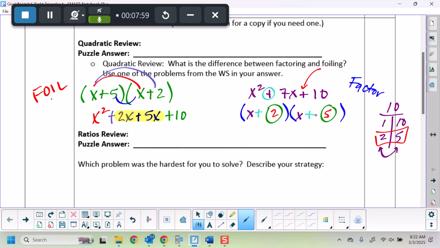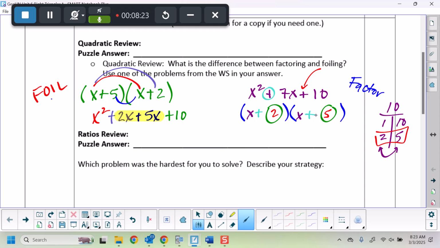Make sense? Okay. So I'm asking you to do a quadratic review, give me the puzzle answer, and I want you to tell me the difference between foiling and factoring and using one of the worksheets as your answer. I'm watching Paige and Molly, they're both taking notes with me today. They already have their one example, but then I want them to write it out. What is the difference? And explain it to me.